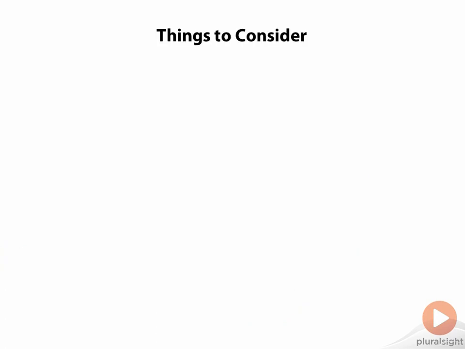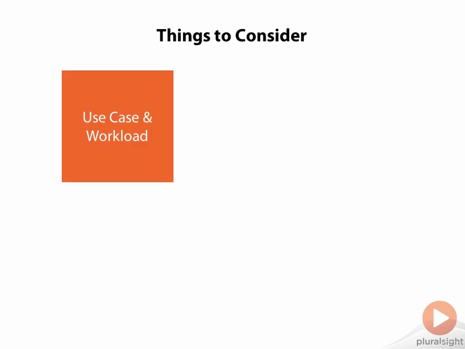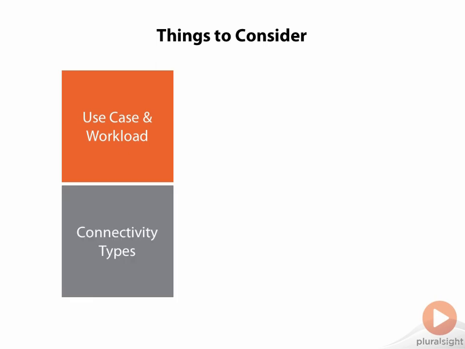So there's a few things to consider when you're starting to implement your XtremIO cluster. First thing is use cases and workload. We'll get into these in a bit more detail, but it's good to understand what you plan to do with your new storage and make sure that it's actually a good fit. Connectivity types. As we've discussed in earlier lessons, XtremIO supports both 8 gig Fiber Channel and 10 gig iSCSI.